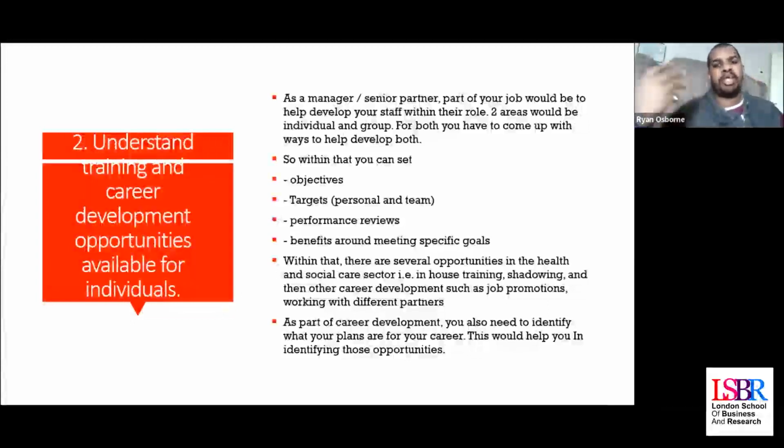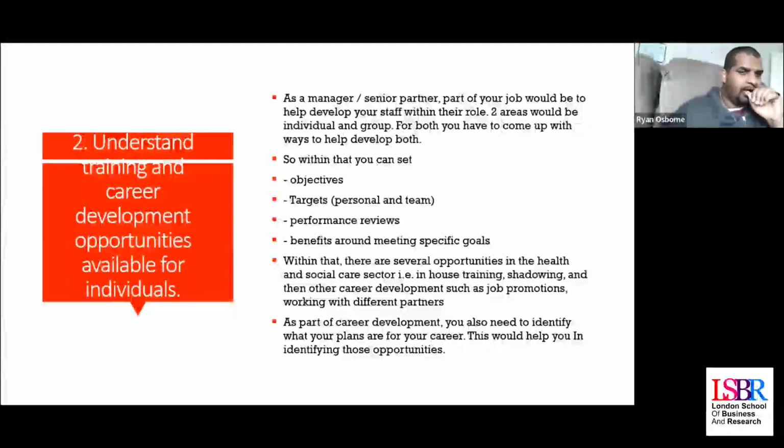Everybody who's involved in person-centered care, let's say you'll be working with them and you'll be learning about what they do and what they contribute to the development of a service user. And so as a manager, as a leader, as a business owner, sometimes they have to help you identify what your plans are for your career.